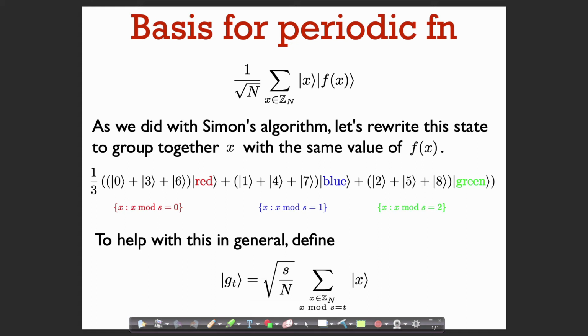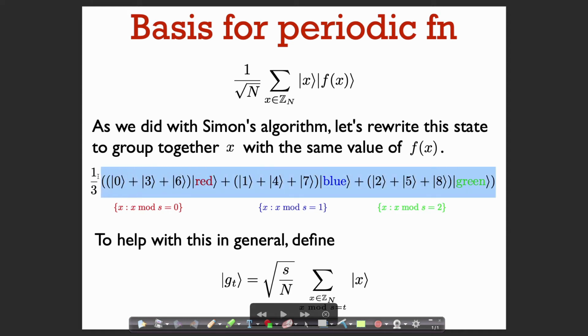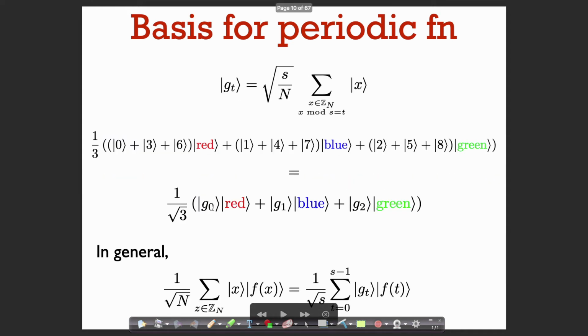So each of these sets is going to be of size n over s, right? The set of things that are 1 mod s, 2 mod s, 0 mod s, etc. Our normalization here is square root of s over n, and that gives us the uniform superposition over all x such that x mod s is equal to t. I call that state GT. Okay, so I'm just going to plug that in to our formula here.